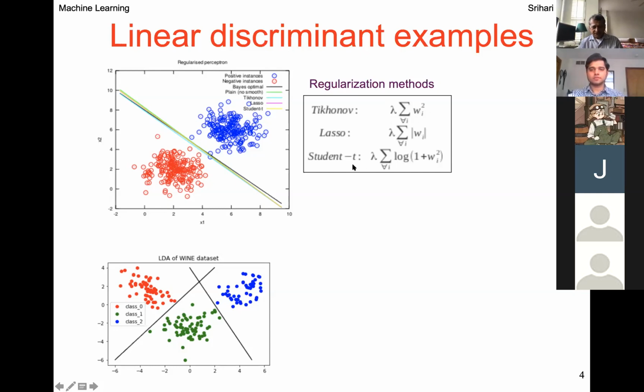There is another interesting variant here. Student T is based on some probability distributions. Log of 1 plus W i squared. Okay, let's not worry about that. Seems like a very, very specialized method. But they're not giving any better results than the plain old, without regularization, minimizing sum of squared errors. It's a linear discriminant. The only reason to mention these is the others are also linear discriminant functions, but they are positioned slightly differently or could be dramatically different depending on the data set.